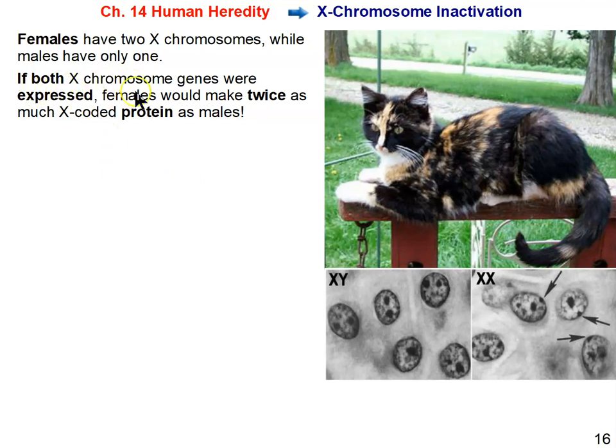So the problem here is that if both X chromosome genes were expressed in females, that would make twice as much of the protein as males. In other words, the more genes that are being expressed, the more proteins being made. And since there are 2 X chromosomes in female cells, if all the genes on both chromosomes were being expressed, that means that there would be twice as much protein. And that's not necessarily a good thing. Actually, it would be a bad thing.